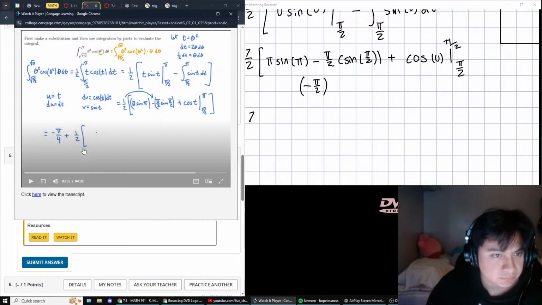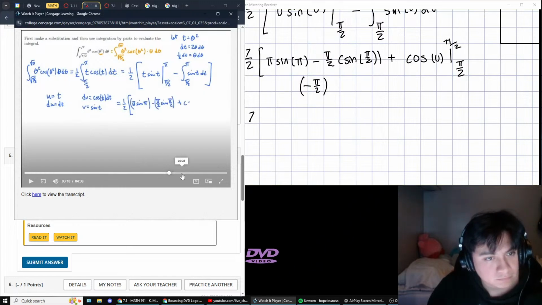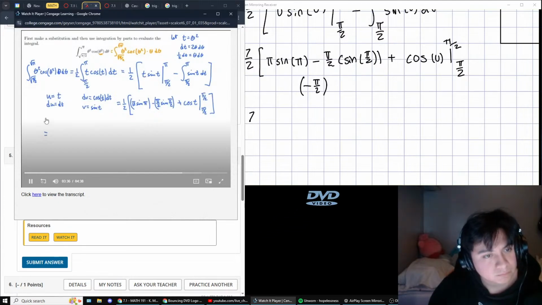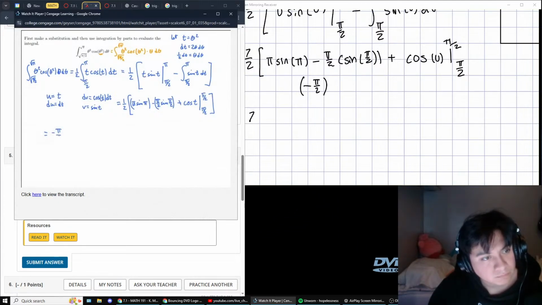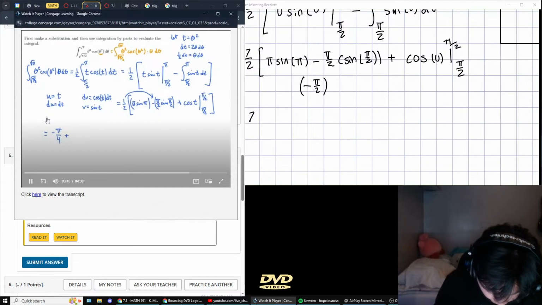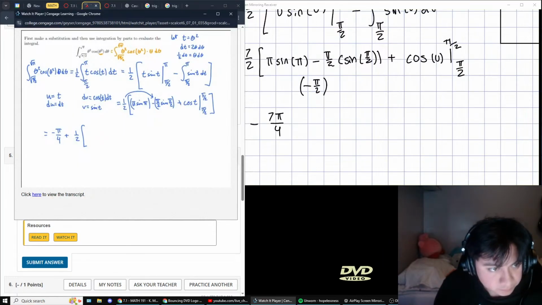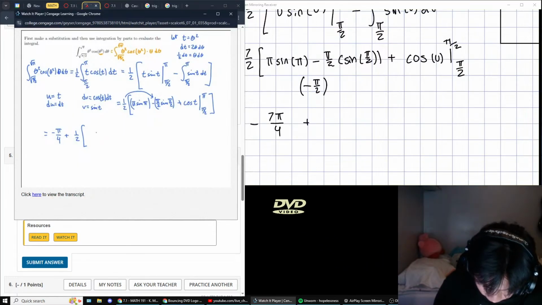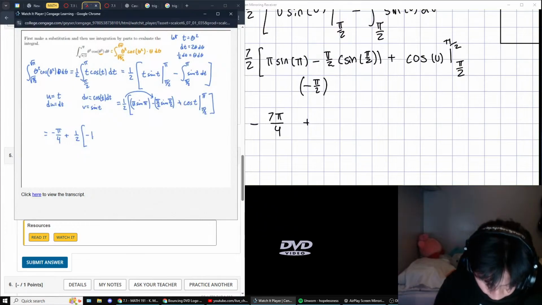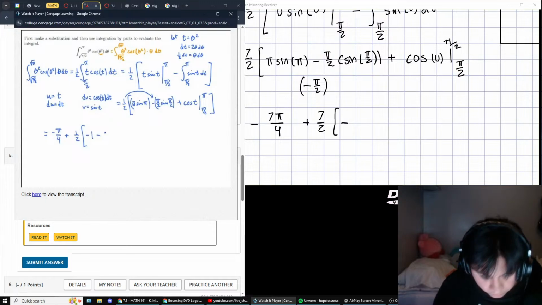Where did that plus come from? Sine of pi over 2 is 1, so this is negative pi over 4. Okay, negative pi over 4 plus 1/2. Now, what's cosine of pi over 2? Cosine of pi is the upper limit of integration. Okay, cosine of pi is negative 1, minus cosine of pi over 2 is 0.